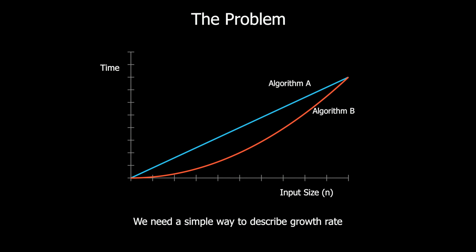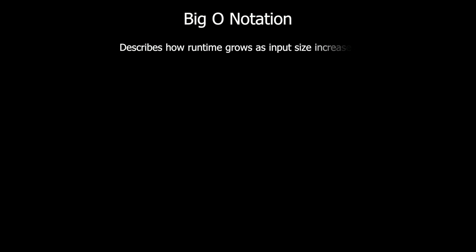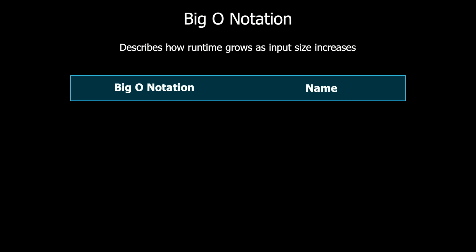We need a simple way to describe this growth rate. That's where Big O notation comes in. Big O notation is our standardized way to describe algorithm complexity. It describes how the runtime grows as the input size increases. Let's look at the most common complexity classes.